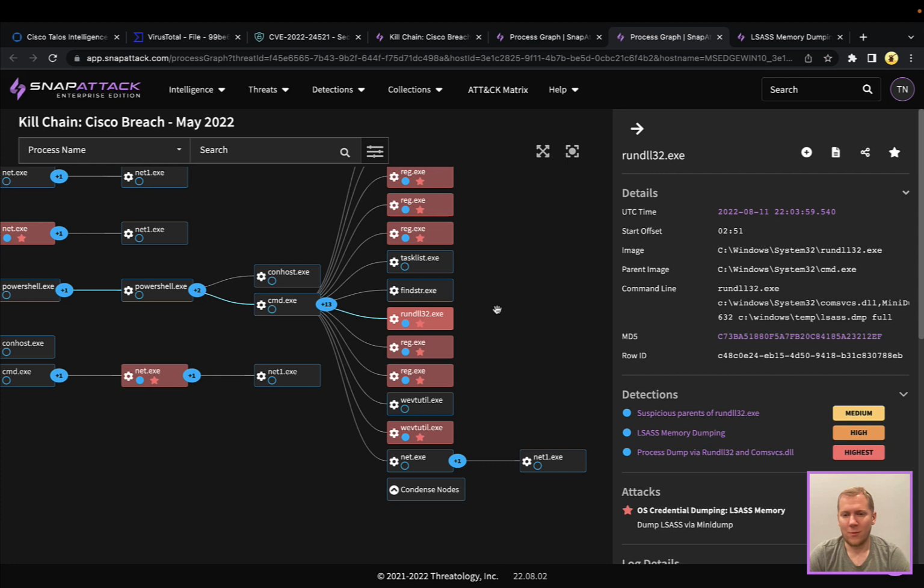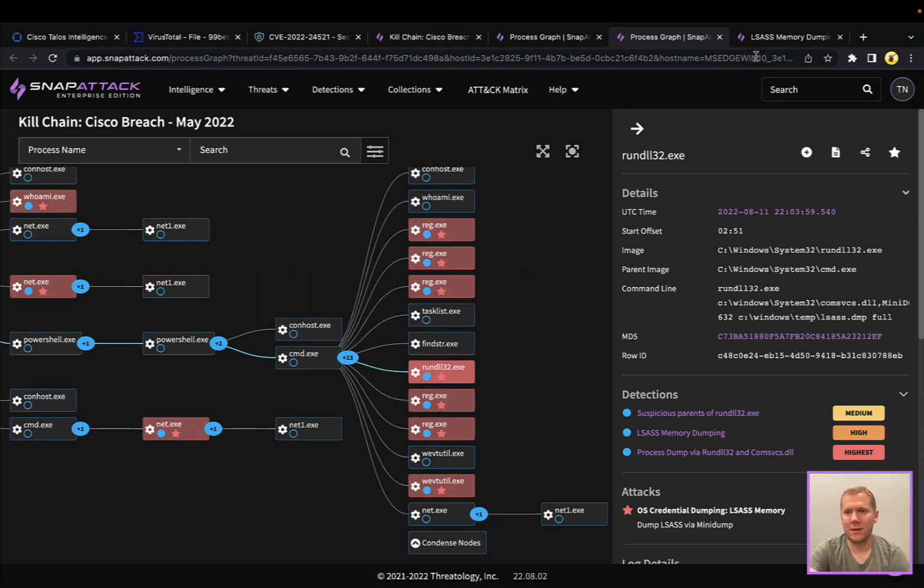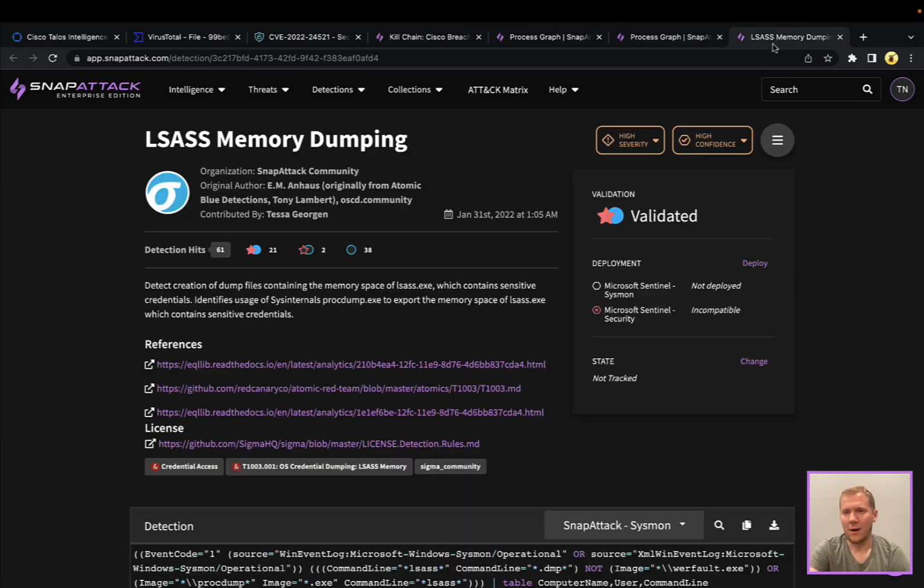Again, with SnapAttack, we can always take a look here at the threats. We can see, again, our red stars. We can also take a look at detections. And a lot of detections here, which again, I encourage you to look at in the platform. I'm just going to take a look at one here. So this LSASS memory dumping here, we can take a look, we can triage this. We can see that this is validated.